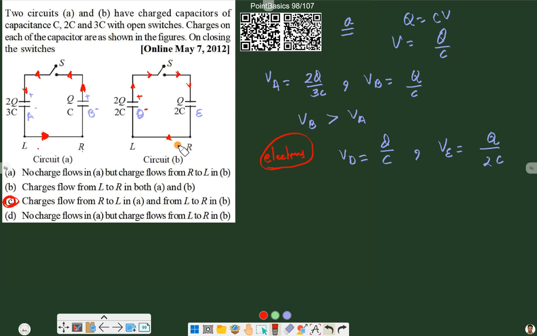So here the direction of current is from R to L, and the flow of charge will be reverse, the flow of electrons will be in the opposite direction. So the flow of electrons will be from L to R. So L to R, that is option C, will be the right answer. Now going to the next question.